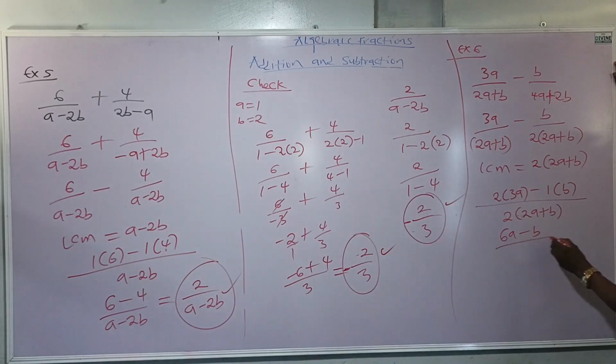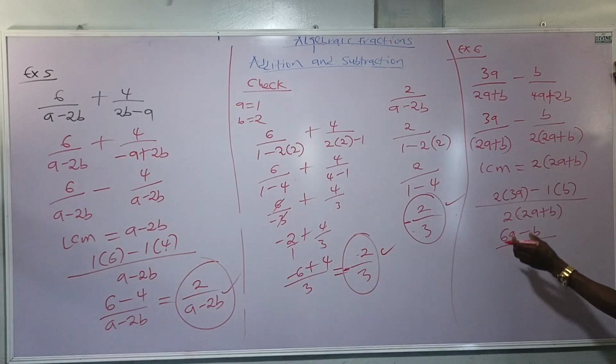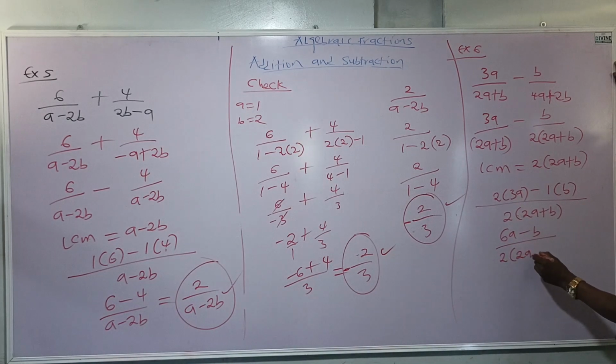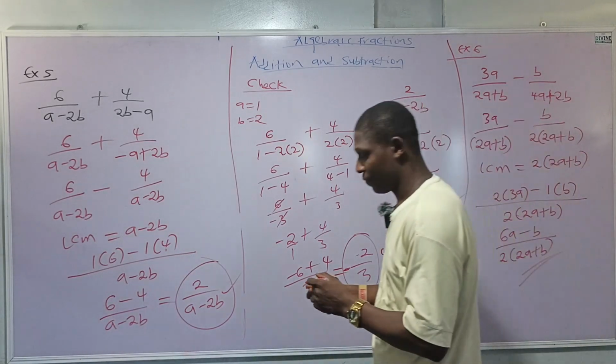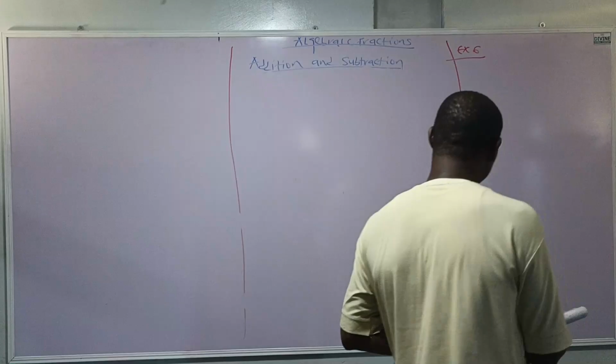2 times 3a will give me 6a minus b all over 2 bracket 2a plus b. I can choose not to expand this, as my final answer. Put 6.